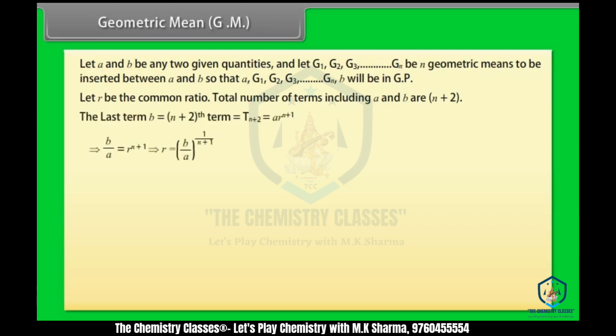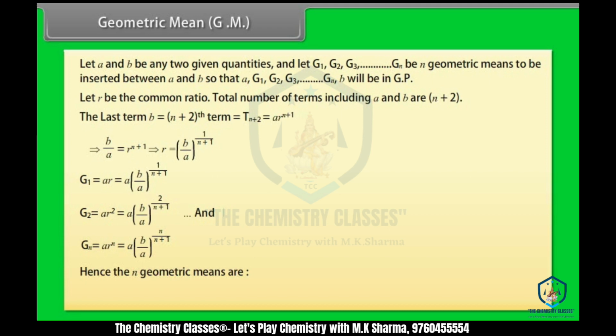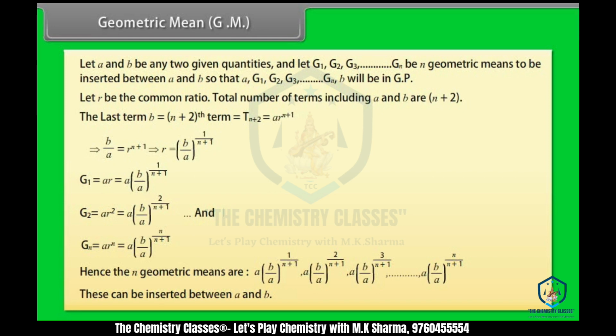The last term b is a into r raised to the power n plus 1, so r is equal to b by a raised to power 1 by n plus 1. G1 is equal to a into r is equal to a into b by a raised to power 1 by n plus 1. G2 is equal to a into r square is equal to a into b by a raised to power 2 by n plus 1. So on. And Gn is equal to a into r raised to the power n is equal to a into b by a raised to power n by n plus 1. Hence, the n geometric means are these, and they can be inserted between a and b.